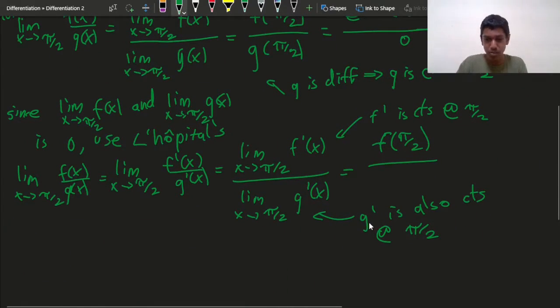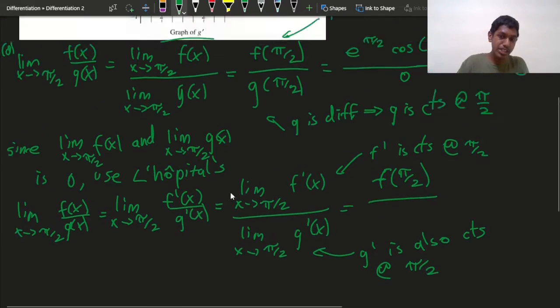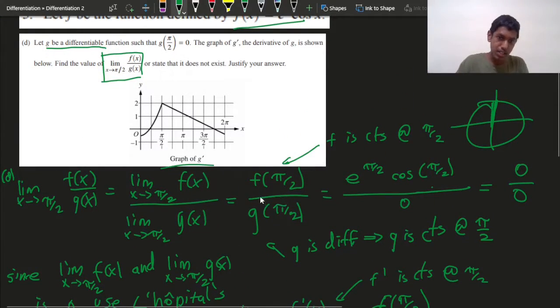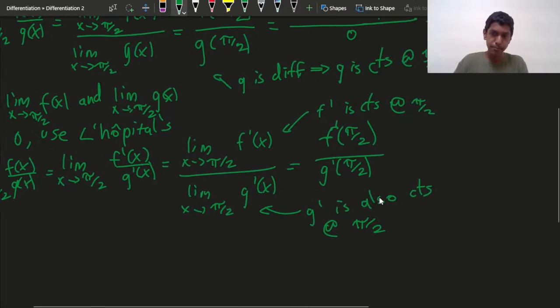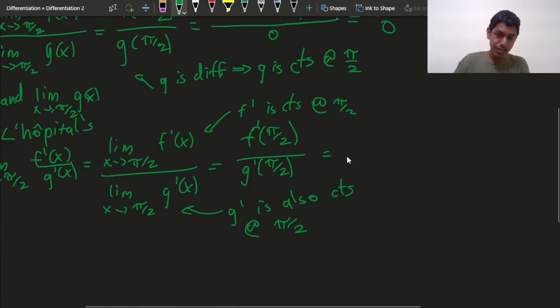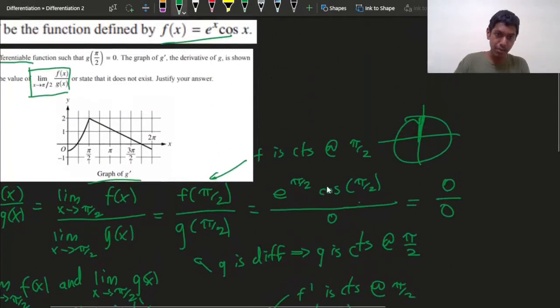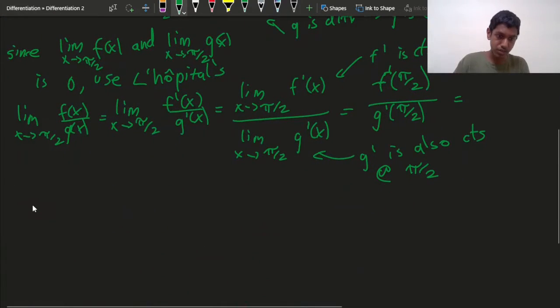But you have to recognize that you only need G prime to be continuous in order to just say that it's going to be G prime of pi over 2, right? Okay, so now we just have to evaluate this. So f prime, well, we've got to find f prime first. So let's do that over to the side.